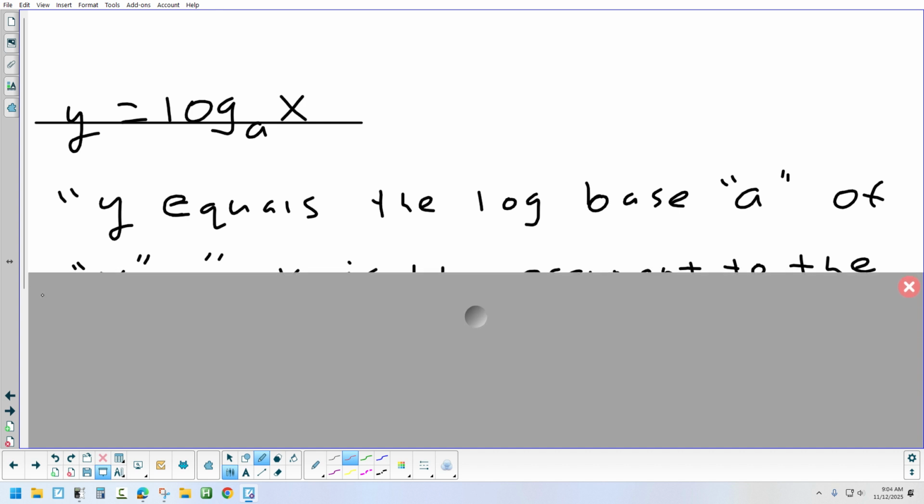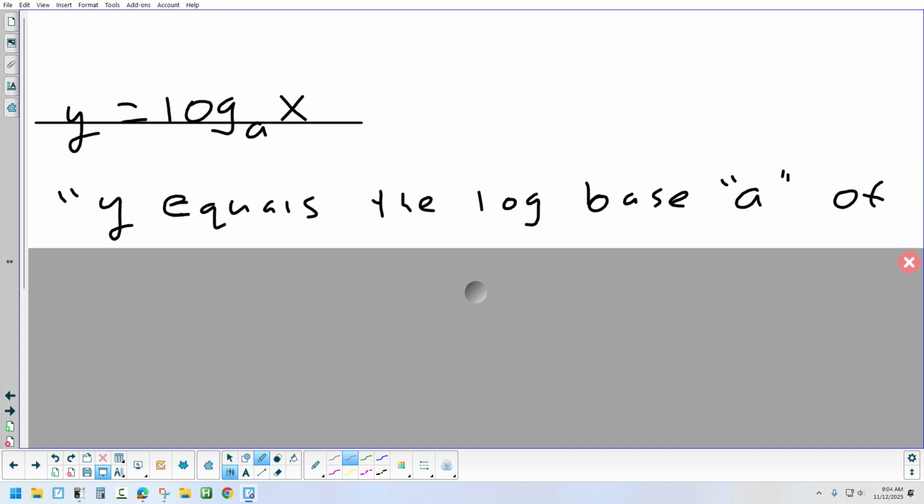And the way we read that is y equals the log base a of x. You do have to say the base. The base is kind of like the index in a square root. In any root, there's lots of kinds of roots: square root, cube root, fourth root, fifth root. There's lots of kinds of logarithms: base 2, base 3, base 4, base 6. So a is kind of like the index in a root. It just changes the type of root that you're doing.